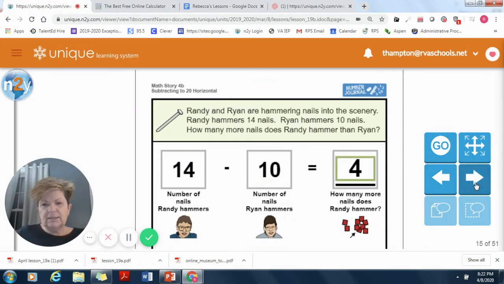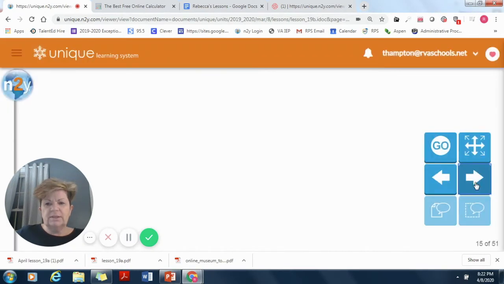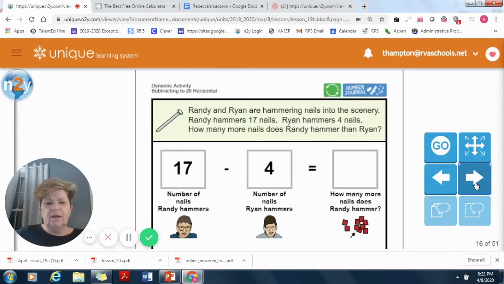All right, let's do one more this evening, just one more. All right, 17 minus 4, but let's read our story problem and let's find our keywords. Randy and Ryan are hammering nails into the scenery. Randy hammers 17 nails and Ryan hammers 4 nails. How many more nails does Randy hammer than Ryan? How many more?